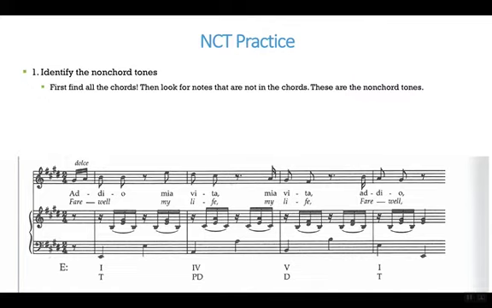So we want to identify the non-chord tones, right? If that's our goal, first we have to find what the chords are. Then we're just going to look for the notes that are not in the chords. And these are going to be the non-chord tones.